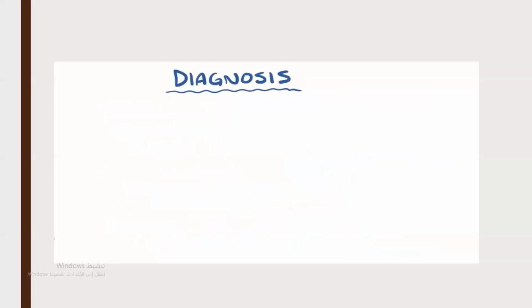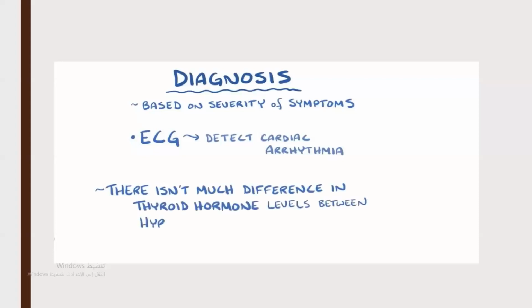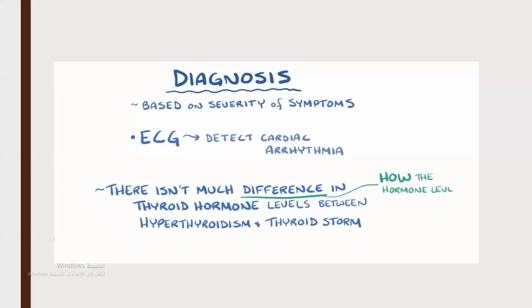The diagnosis of thyroid storm is usually based on the severity of symptoms and can be confirmed by tests like an ECG to detect a cardiac arrhythmia. Typically, there isn't much of a difference in thyroid hormone levels between hyperthyroidism and thyroid storm. The biggest difference is how the hormone levels affect the various body systems.